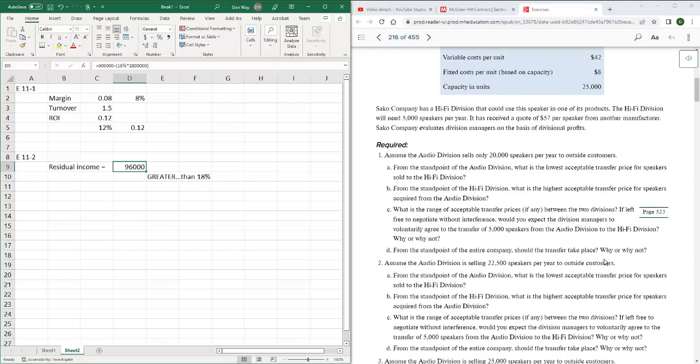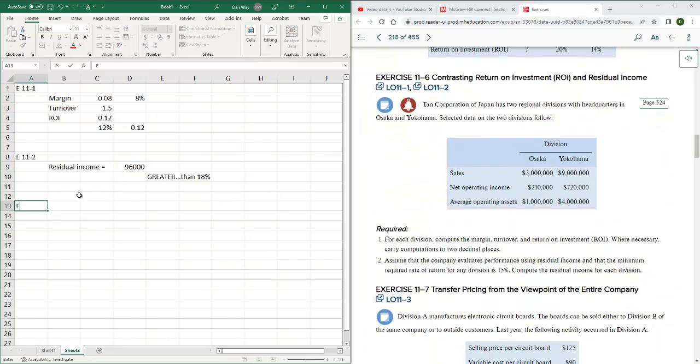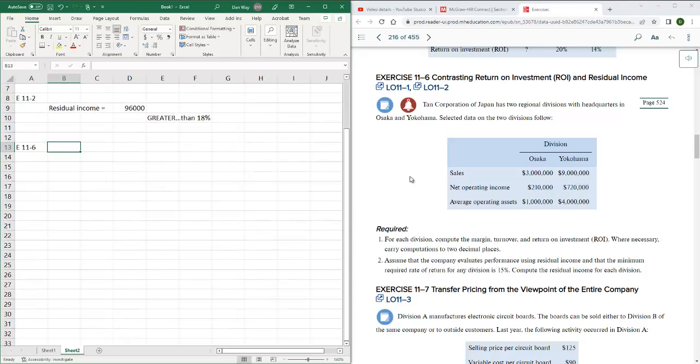Okay, I'm going to jump ahead just a little bit here to 11-6. Gives us a chance to sort of compare and contrast the two measures directly. So 11-6 said Tan Corporation of Japan has two regional divisions with headquarters in Osaka and Yokohama. Here's some data for the two divisions. So we've got sales, net operating income, and average operating assets for the two. Now for each division, we want to calculate margin, turnover, and ROI. And where necessary, carry that out to 2 decimal places. Then we'll worry about that second piece.